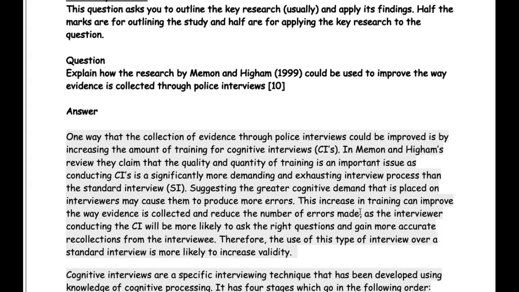And then we finish off with, therefore, the use of this type of interview over a standard interview is more likely to increase validity. Right, so just think about what we've done there. Memon and Hayem I've picked out here particularly because it's a very particular type of research which you don't necessarily approach in the same way when you get a Part A question. It's a review article, as I've said already.